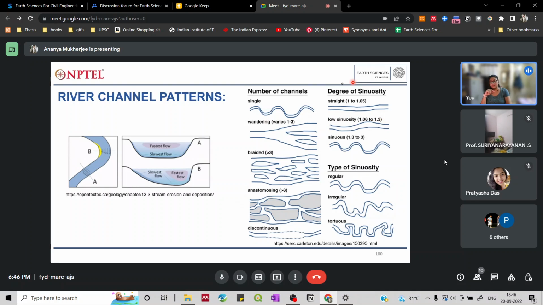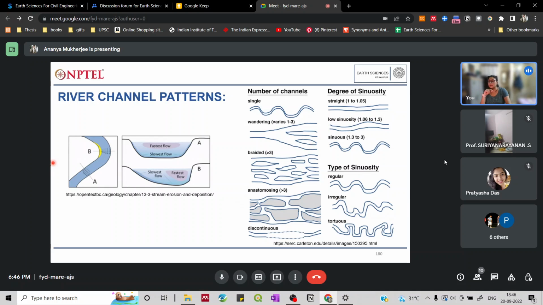Then you have degree of sinuosity. A straight channel would be created nearer to the source, where the velocity is so high that it will just cut across that one plane of weakness and flow. Then low sinuosity would happen at a lower velocity place, and sinuous would take place in floodplains and next to the deltaic regions. This is what we see in meandering river streams. And you can have different kinds of sinuosity: regular, irregular, tortuous.